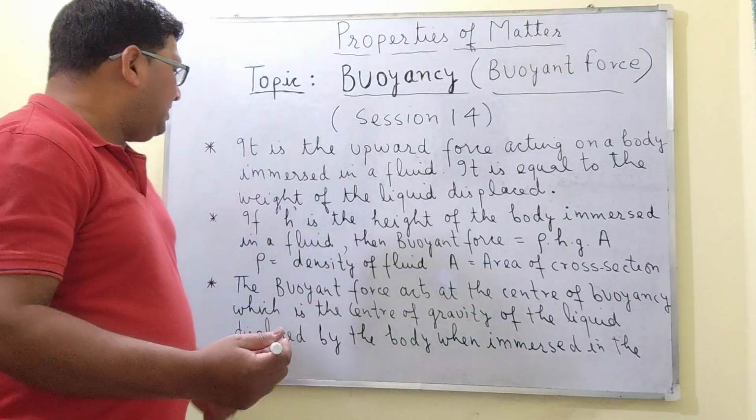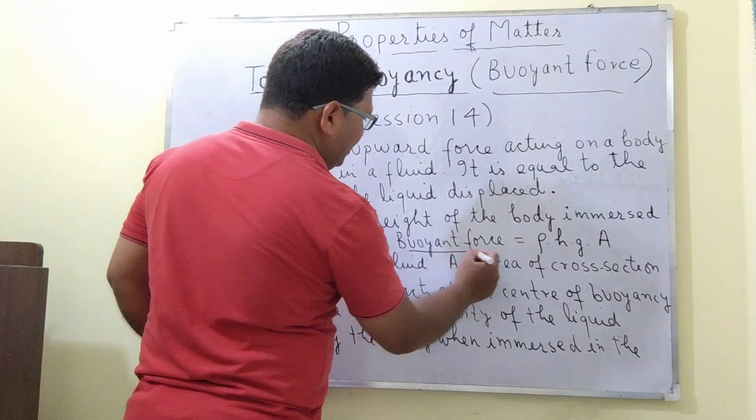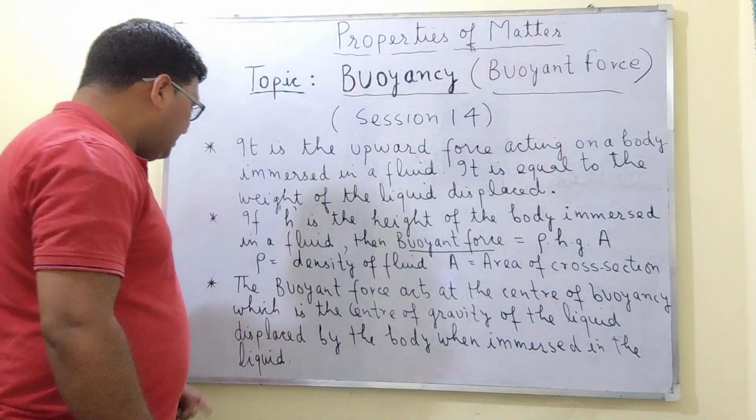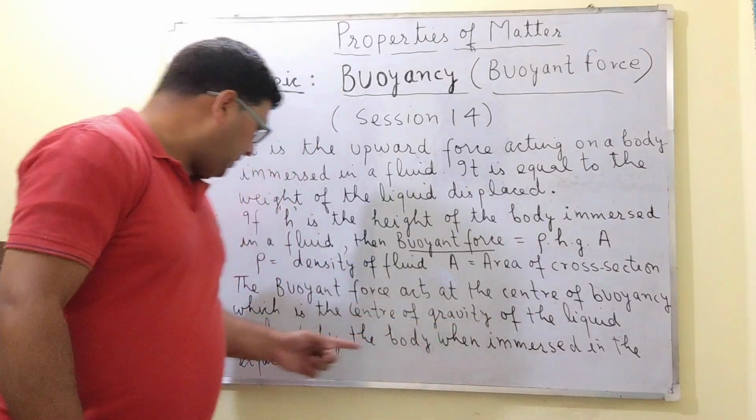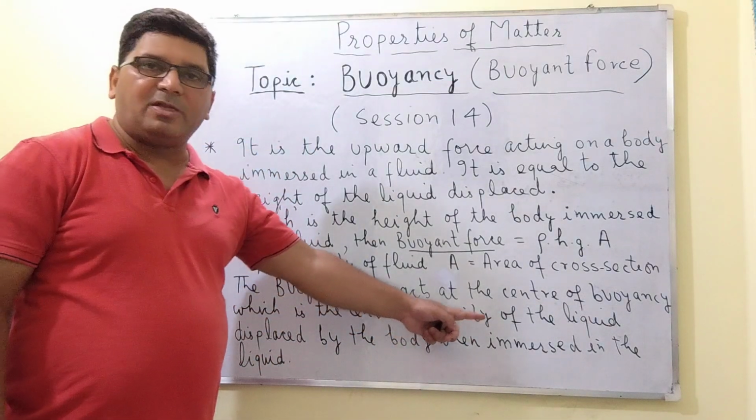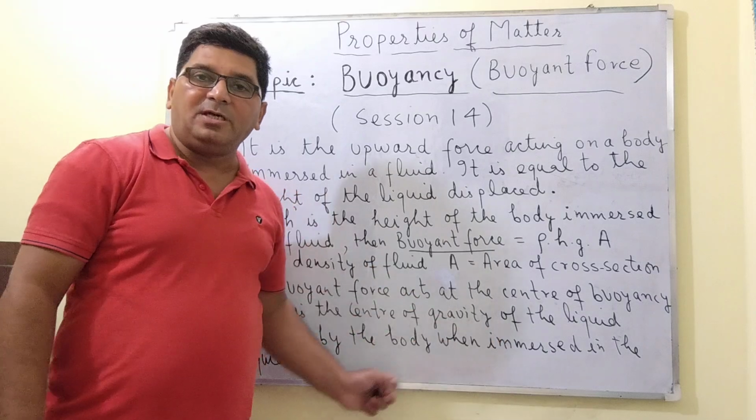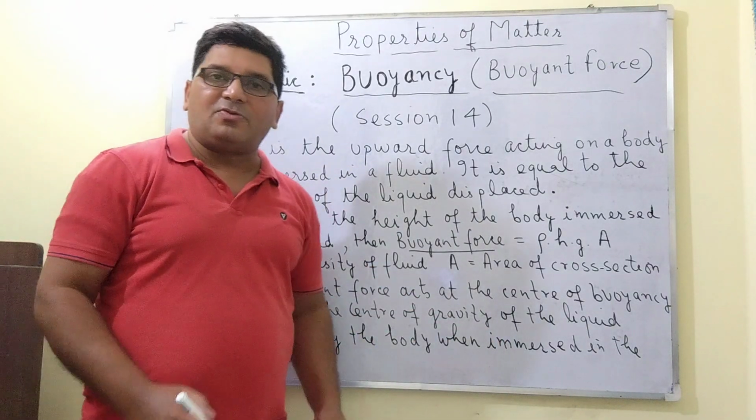So the most important thing which you all have to remember is that the buoyant force is equal to rho into h into g into A, and the second important point is that the buoyant force acts at the center of buoyancy, which is the center of gravity of the liquid displaced by the body when immersed in a fluid. So in the next session I will be discussing the laws of flotation.